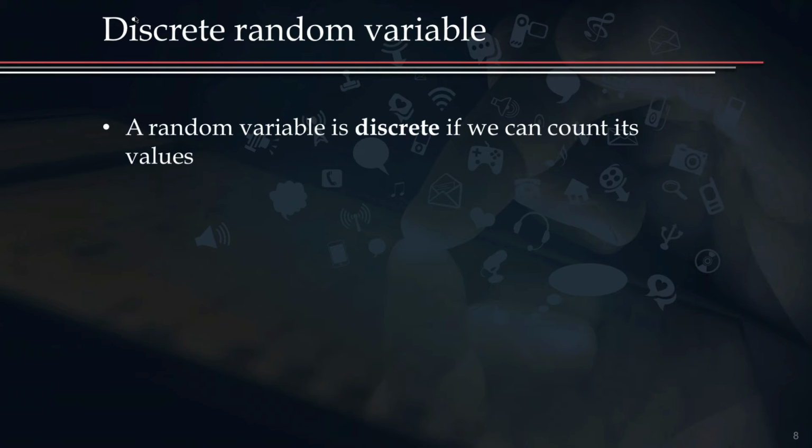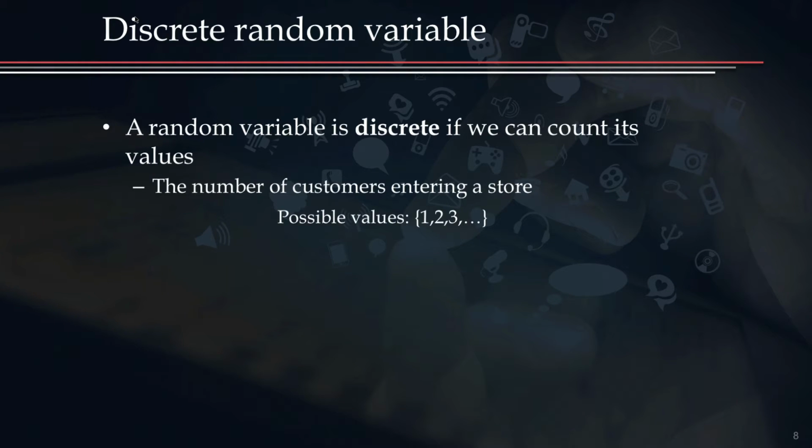As we talk more about the concept of random variables, I'll first introduce a specific type of random variables called discrete random variables. Now, a random variable is discrete if we can count the values that it takes. For example, the number of customers entering a store is discrete because it takes values 1, 2, 3, etc. Whereas the amount of rainfall on a given day is not a discrete random variable.